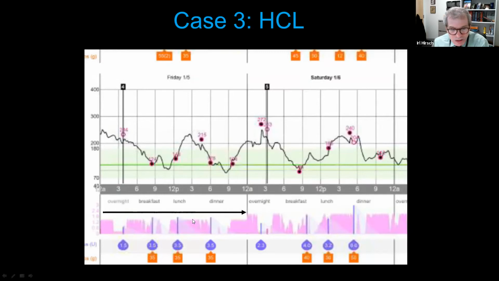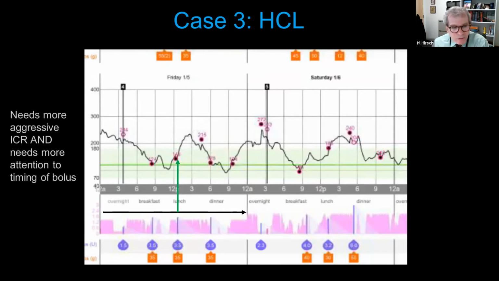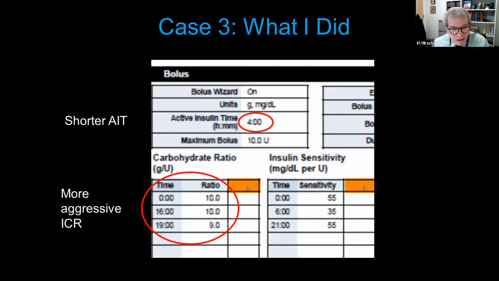But I also see something else really interesting here. I see where the bolus is, and I can see she's giving the bolus late, at least there, but I can see this throughout, that she's giving the bolus late and there's not enough bolus. And I can see this all from the download. So she needs a more aggressive insulin to carb ratio, but she needs to spend more attention to the timing of her boluses. And I can see all of that when I look at this technology.